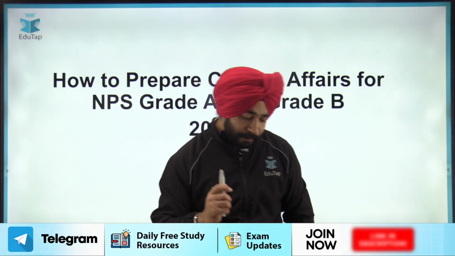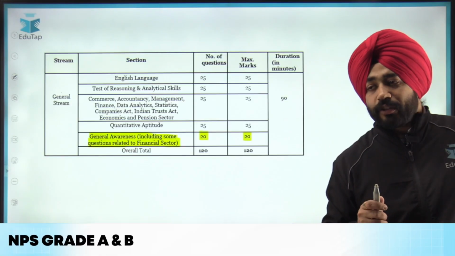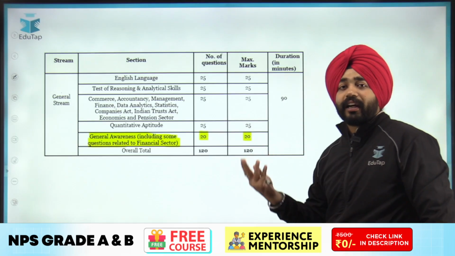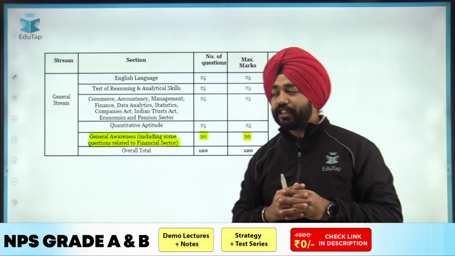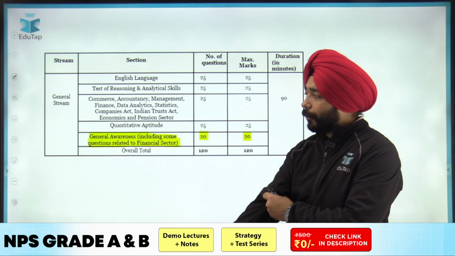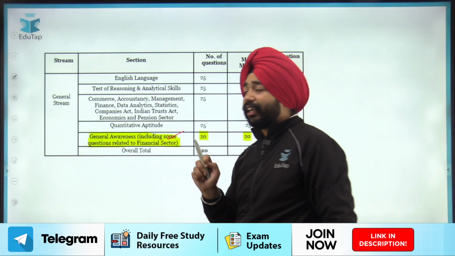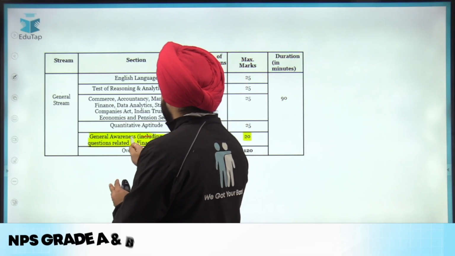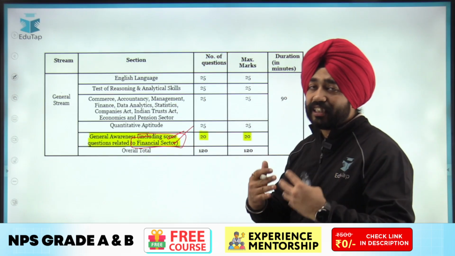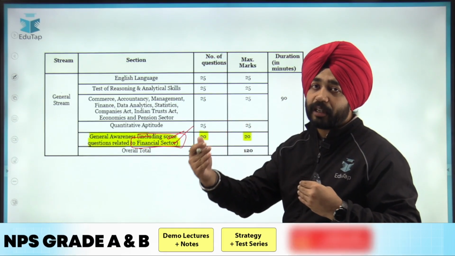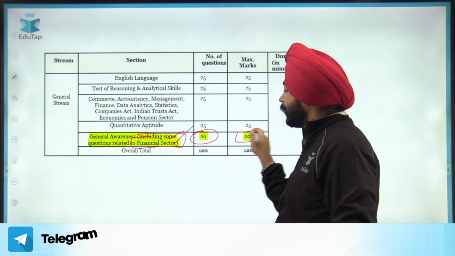So now let's proceed with the session and let's start with the first point with regards to current affairs: why we have to actually prepare current affairs. The answer is quite simple. When we look at the notification of the NPS examination, what we are witnessing is that there is a topic known as general awareness, which says that there will be questions based on general awareness, and there will be some questions related to the financial section, which means financial awareness or finance current affairs are playing an important role here. In total, you will have 20 questions of 20 marks.